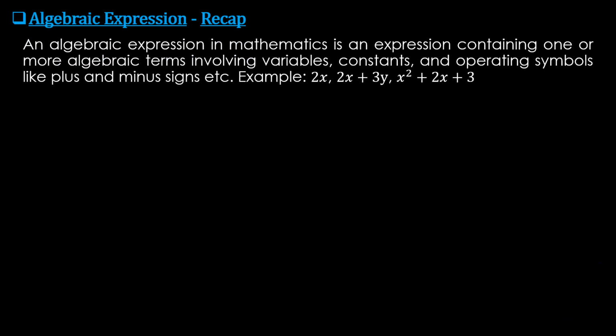Algebraic expression recap. An algebraic expression in mathematics is an expression containing one or more algebraic terms involving variables, constants, and operating symbols like plus and minus signs, etc. Example: 2x, 2x plus 3y, x square plus 2x plus 3. All these are algebraic expressions.